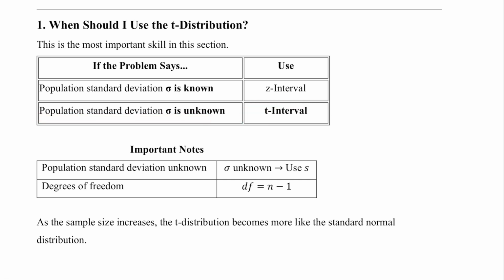Most of the time, the population standard deviation is unknown. Instead, we use a sample standard deviation denoted by s. So whenever we use s instead of sigma, we use the student's t-distribution.